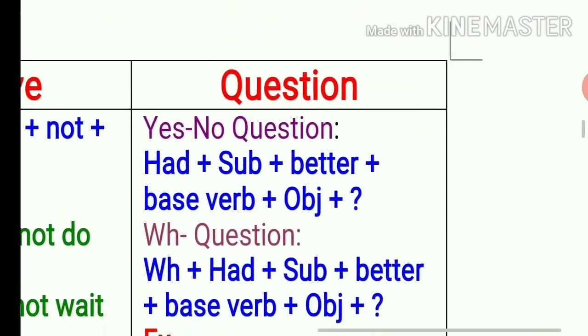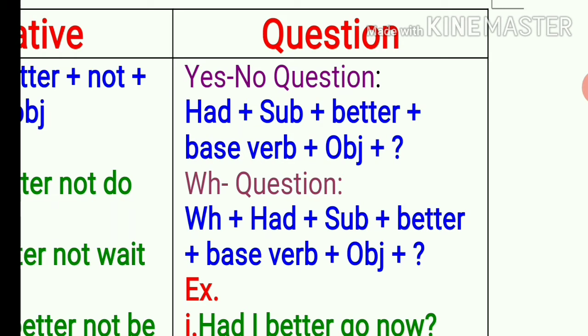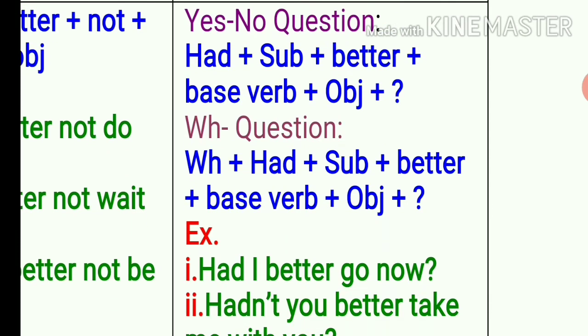Okay, then questions. In questions, had better may be used in either yes/no questions or WH questions. In yes/no questions, its structure is: had plus subject plus better plus base verb plus object plus note of interrogation. And in WH questions: WH word plus had plus subject plus better plus base verb plus object plus note of interrogation.